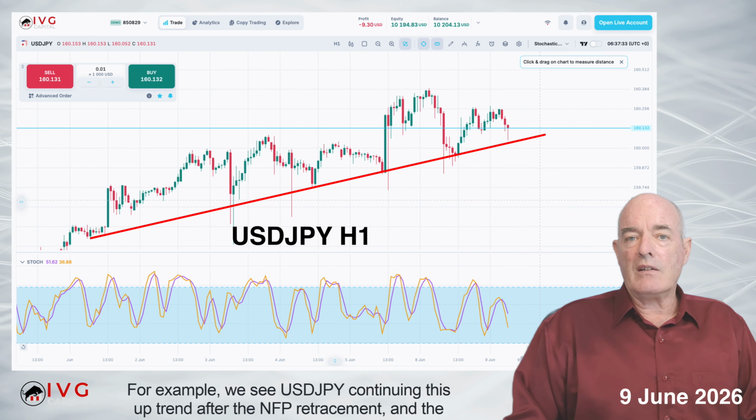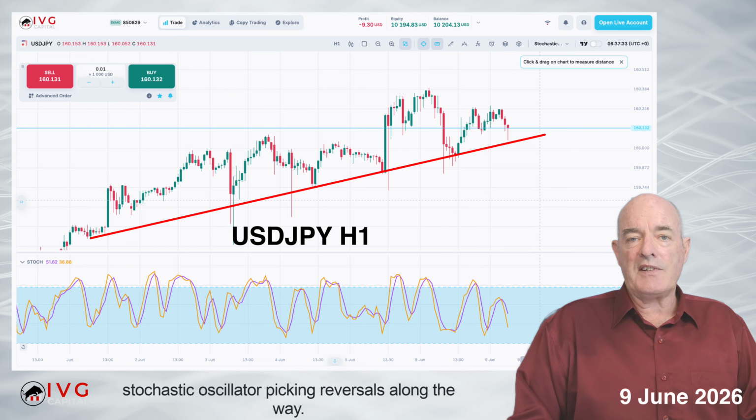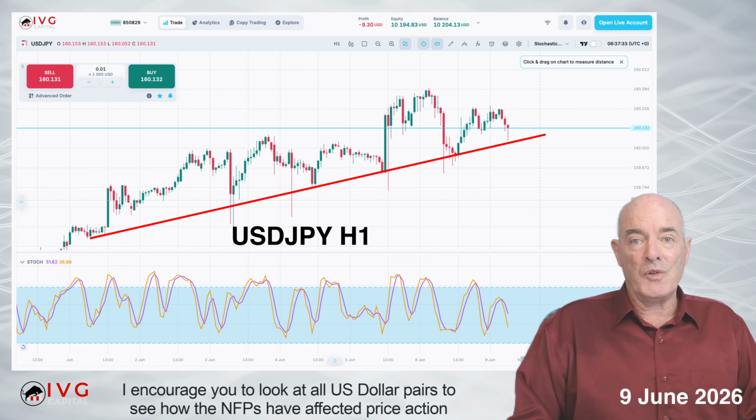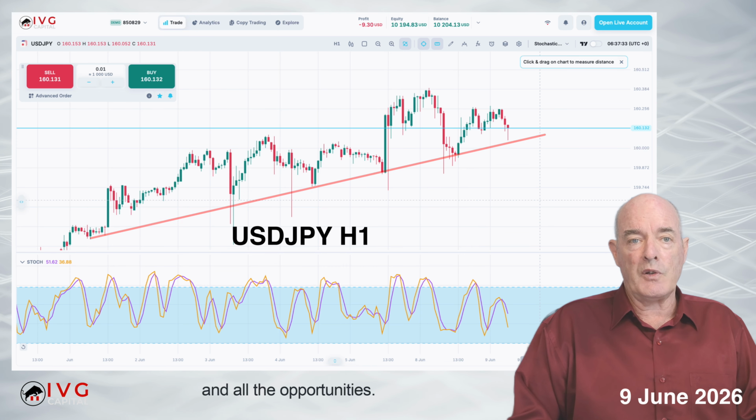For example, we see dollar yen continuing this uptrend after the NFP retracement and the stochastic oscillator picking reversals along the way. I encourage you to look at all US dollar pairs to see how the NFPs have affected price action and all the opportunities.